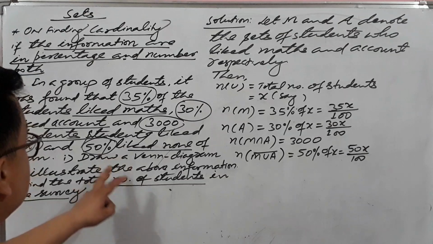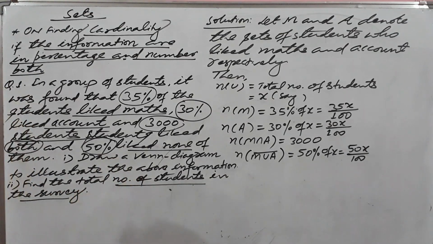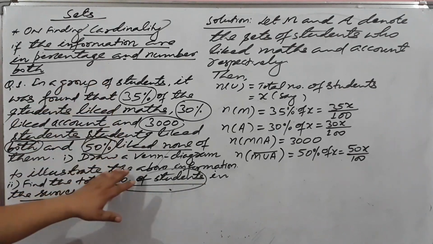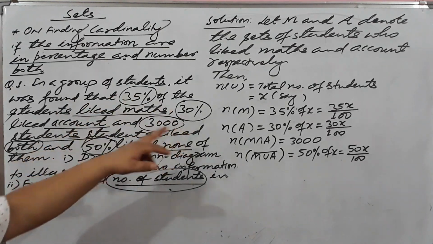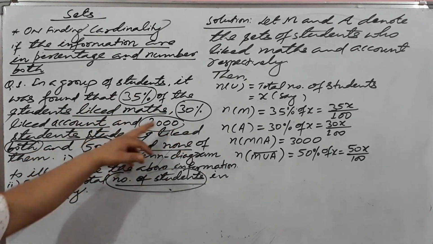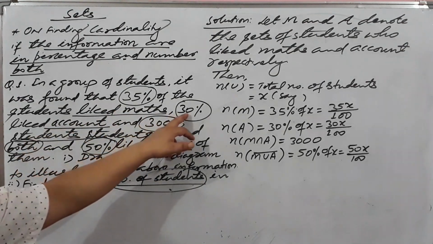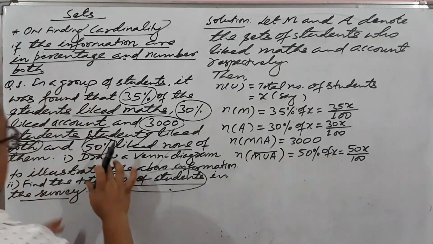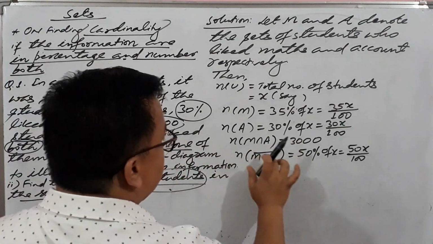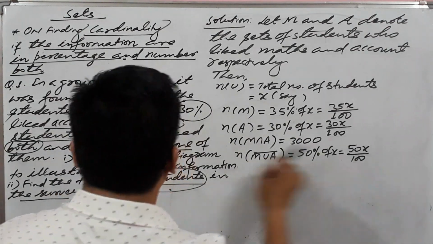Draw the Venn diagram to illustrate the above information and find the total number of students. We have written all the information we need: 35% like math, 30% like accounts, both is 3000, and none means N of the complement of M union A equals 50% of x. Done.